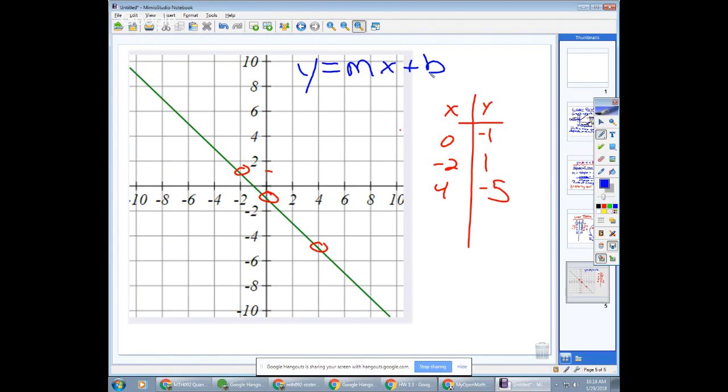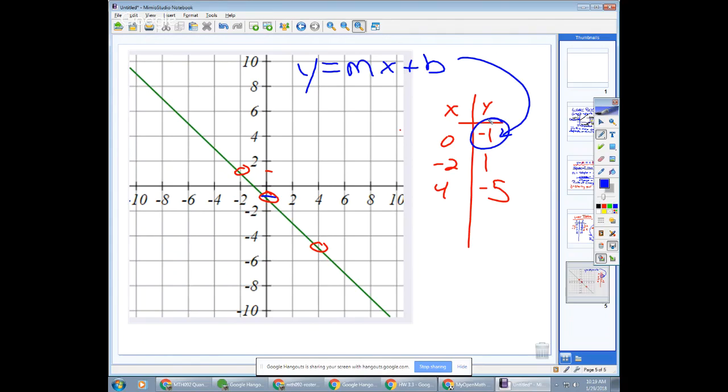What do we think b is here? The starting point is where it hits the y-axis. What's the y value there? Okay, that would be -1 right here, is where we think it hits. So I think the b is this -1 right there.